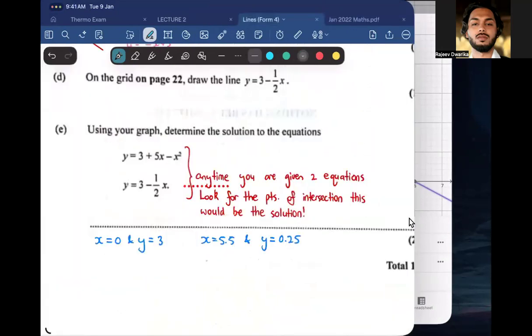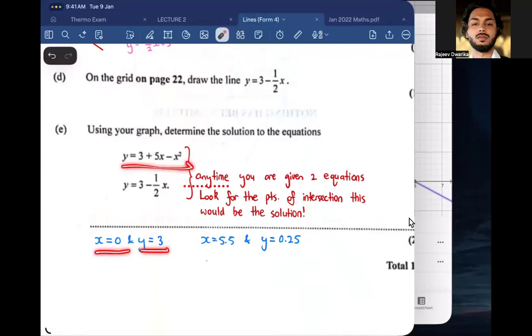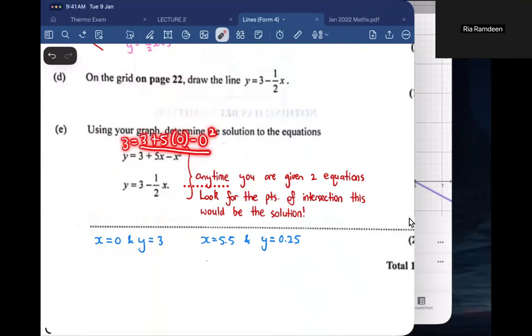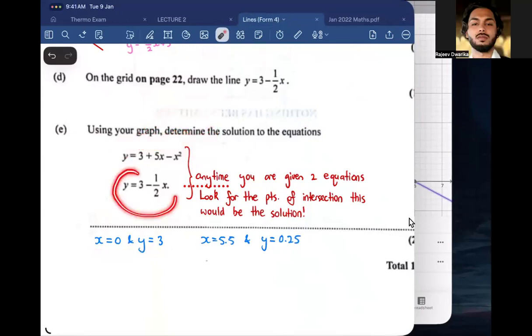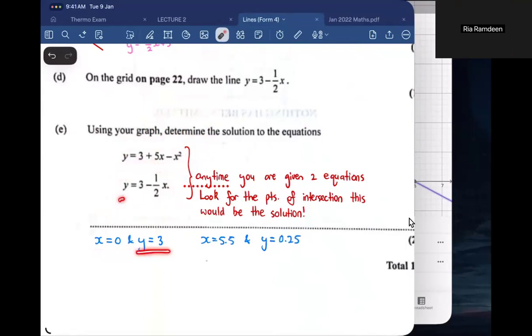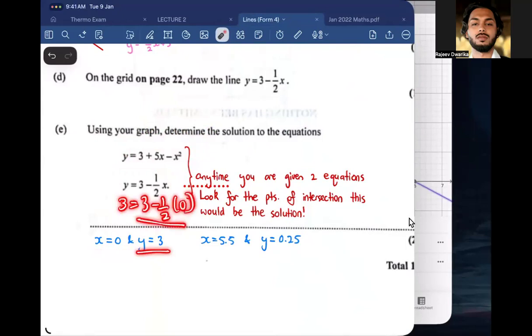Let me show you something interesting. Ria, check this. If I plug 0 and 3 into this, what are we going to get? So we know y is 3. So I'm going to write 3 plus 5 times 0 minus 0 squared. What would the right hand side work out to, Ria? 3. Is 3 equal to 3? Yeah. Right? It satisfies that equation. Let's see if it satisfies the other equation. So y is 3. So 3 minus a half times 0. It's 3 minus a half by 0.